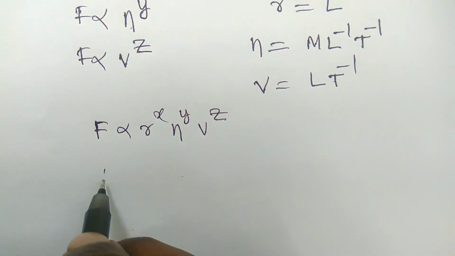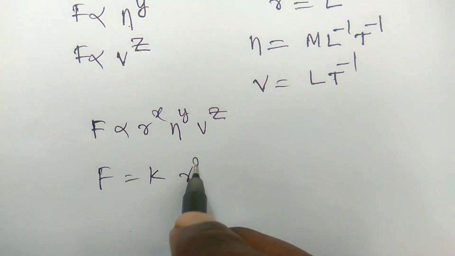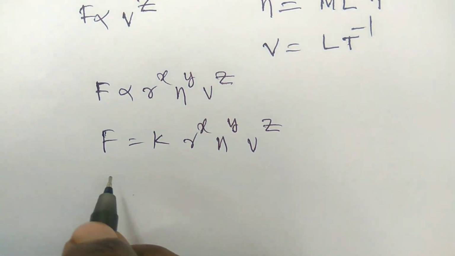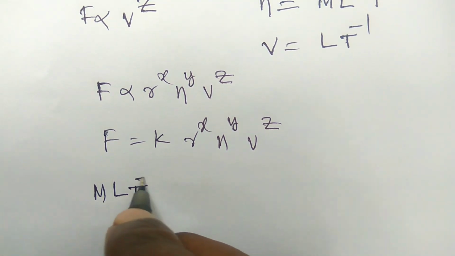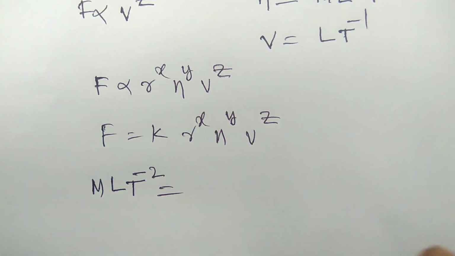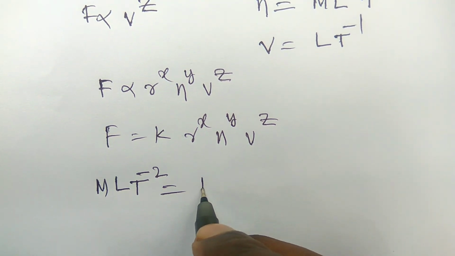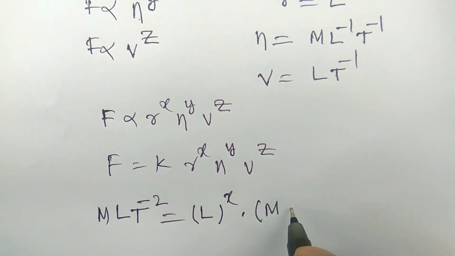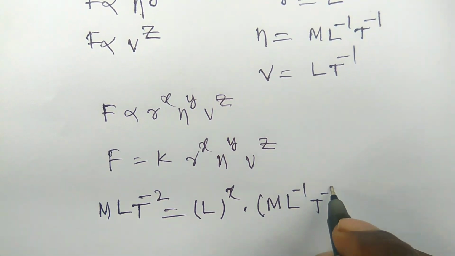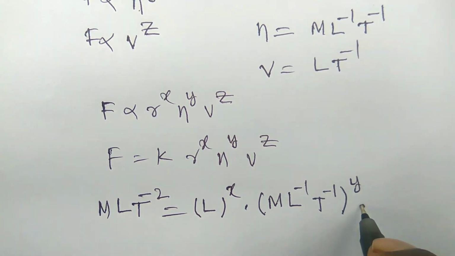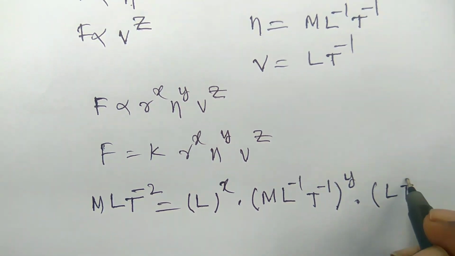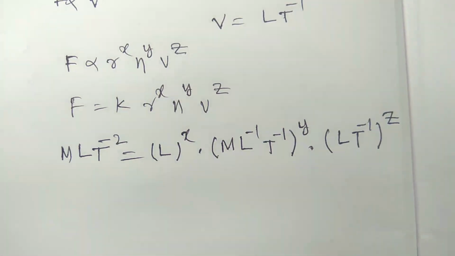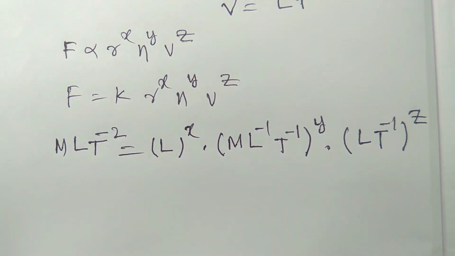So here F is equal to some constant k into R power x, eta power y, V power z. The constant will be omitted, then you have to write the dimensions: M L T minus 2 is equal to, R is the radius, so L power x, into eta, which is M L minus 1 T minus 1 power y, into V, which is L T minus 1 power z. Okay, this is the equation here. Now we have to simplify it. So how can we simplify it here?